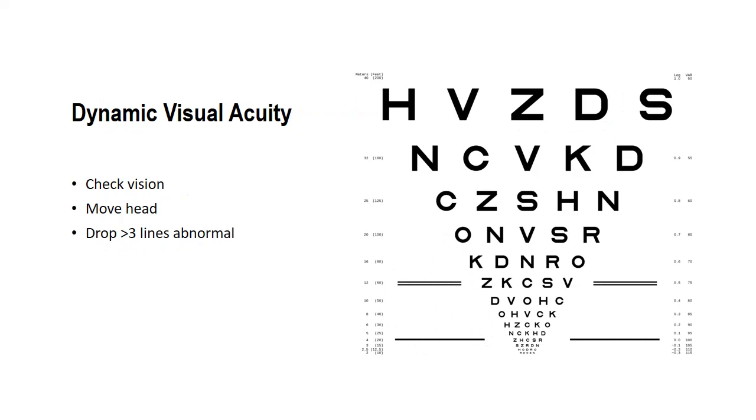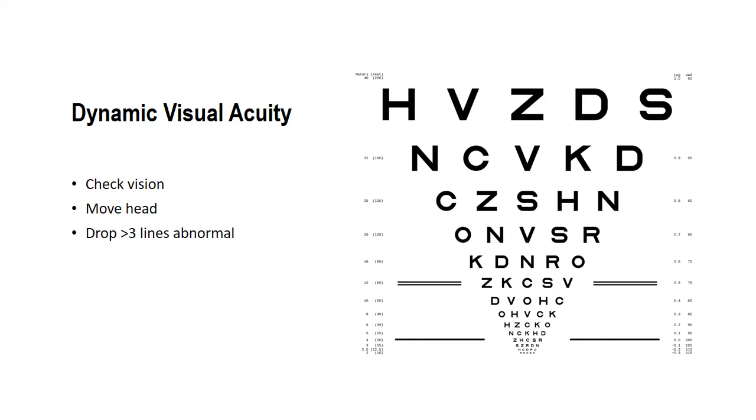Test 5, Dynamic Visual Acuity. In this case, test visual acuity while the patient's head is still, then while the examiner passively oscillates their head at 2 Hz. A drop of more than 3 lines on the eye chart during head movement indicates a bilateral vestibulo-ocular reflex loss, for example, ototoxicity.